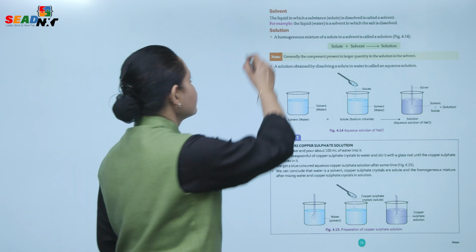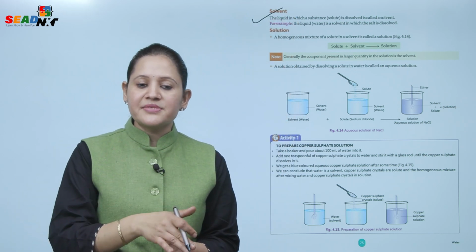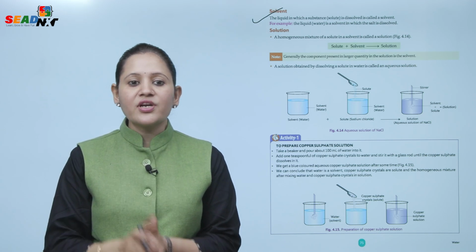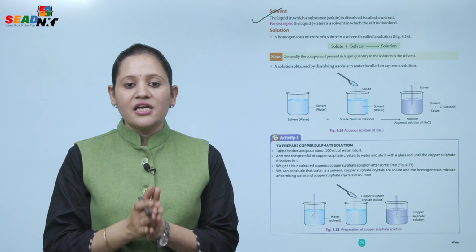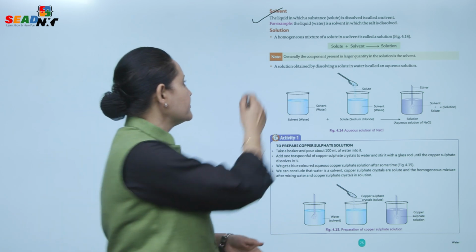Solvent. Solvent is a liquid in which the substance that is called solute is dissolved. That is called solvent. For example, the liquid water is the solvent in which we dissolve the salt. Next is solution.